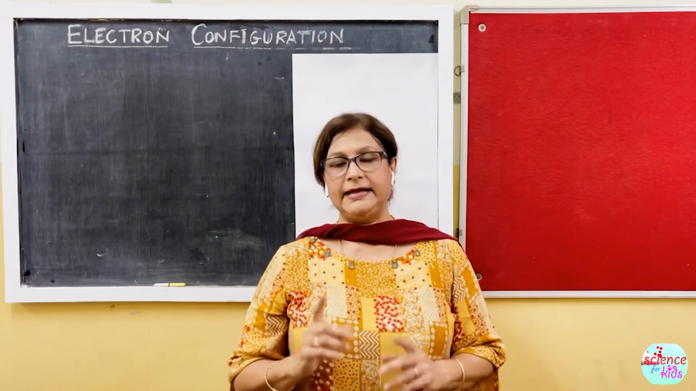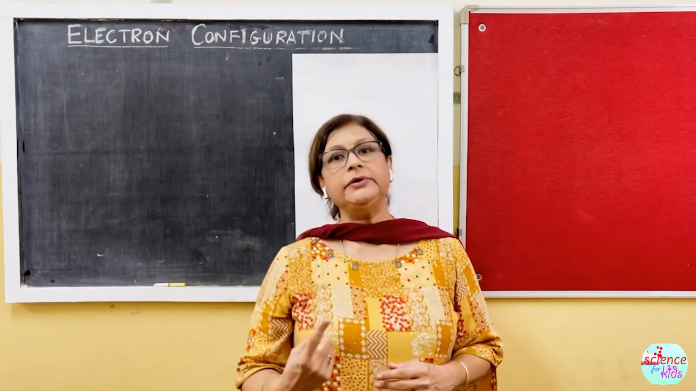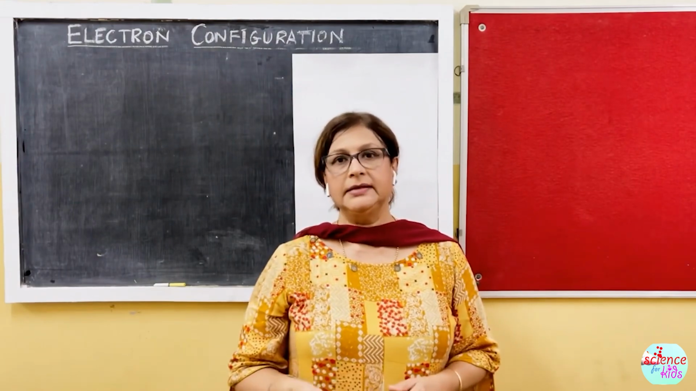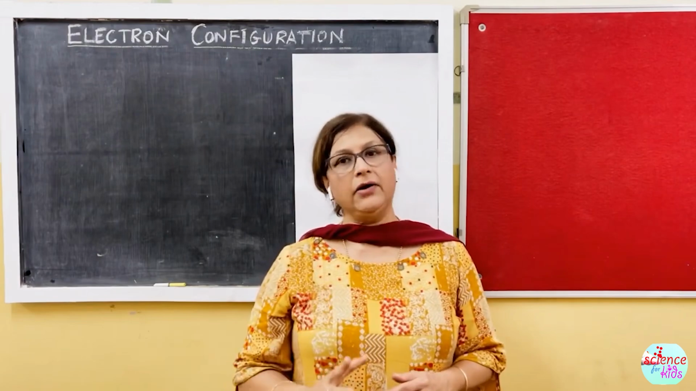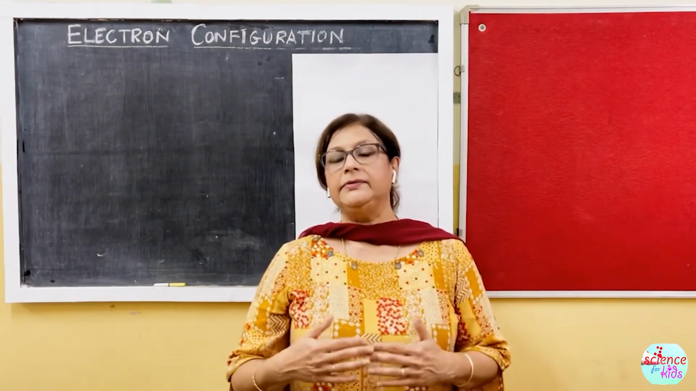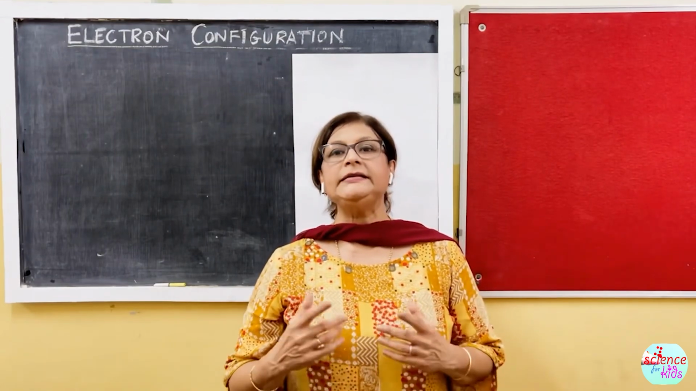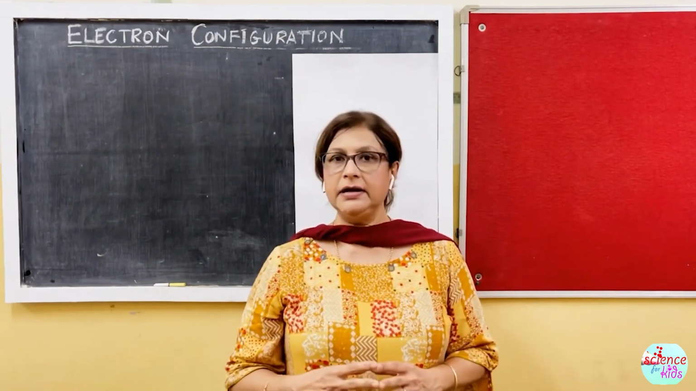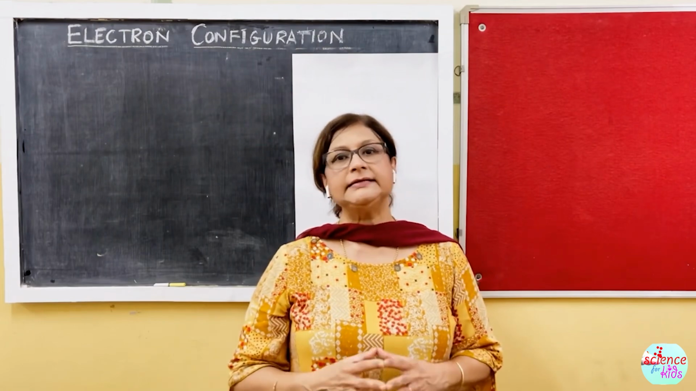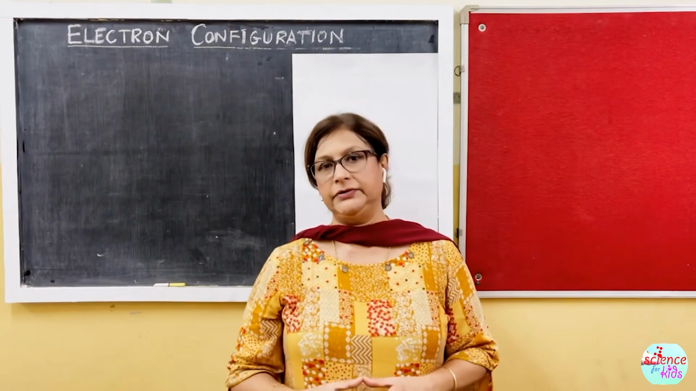Now sublevel S has one orbital, and it can hold a maximum of 2 electrons. Sublevel P has 3 orbitals, so it can hold 6 electrons. Sublevel D has 5 orbitals, so the total number of electrons will be 10. And the last one, sublevel F, has 7 orbitals, which means it can hold 14 electrons.